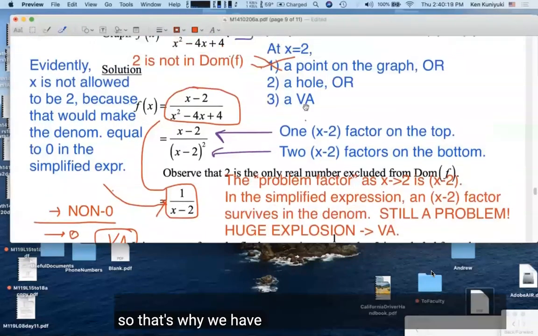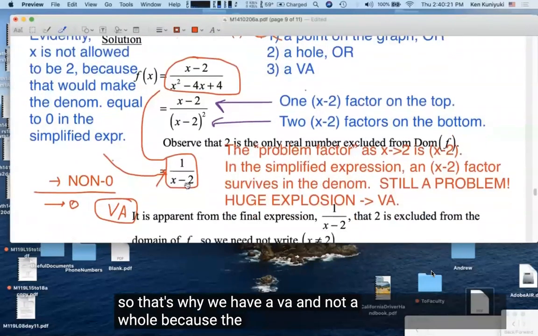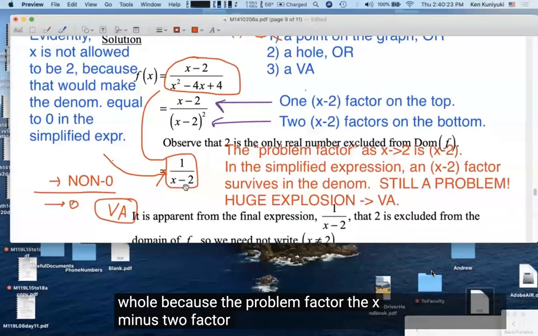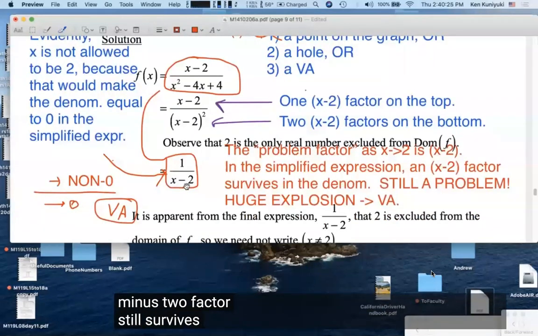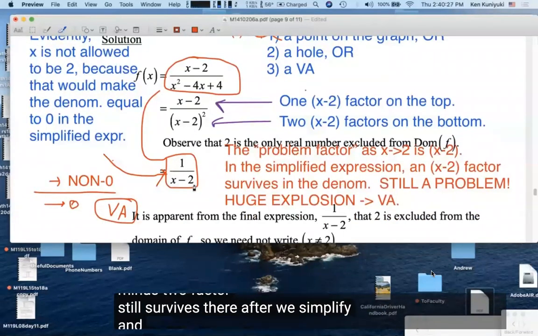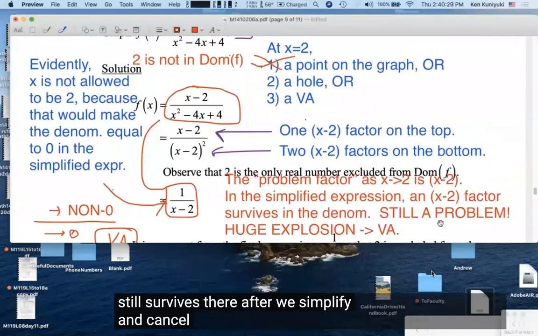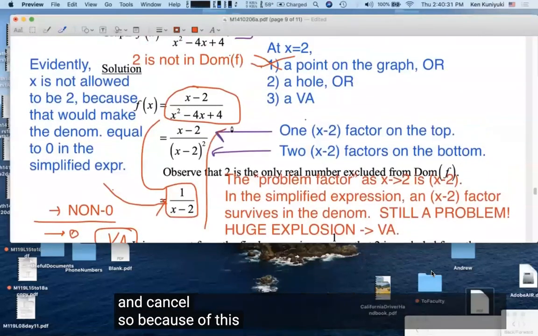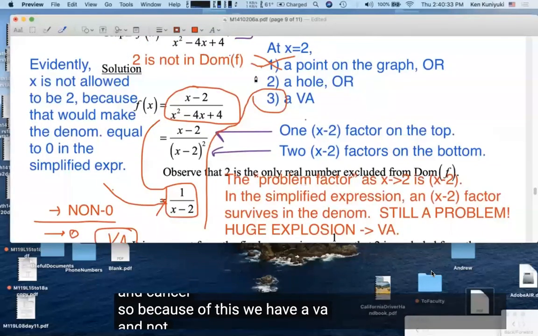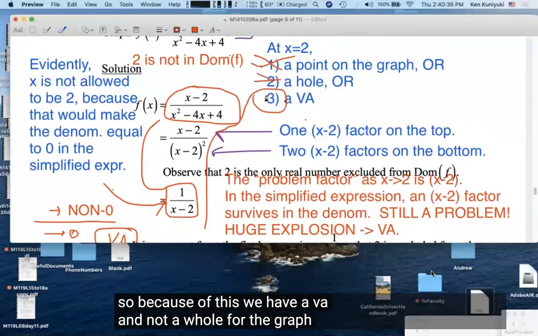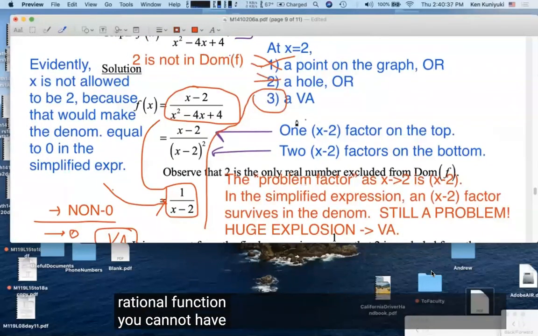So that's why we have a VA and not a hole: the problem factor, the x minus 2 factor, still survives there after we simplify and cancel. Because of this, we have a VA and not a hole. For the graph of a rational function, you cannot have both a hole and a VA.